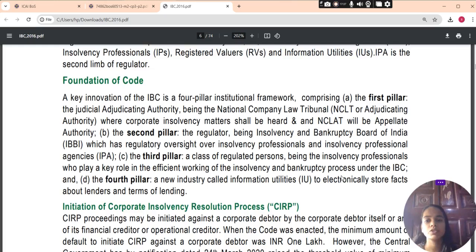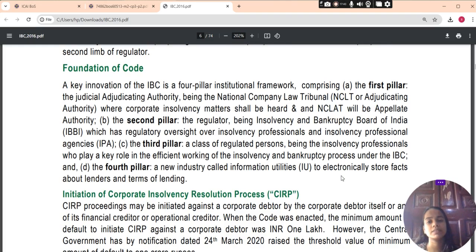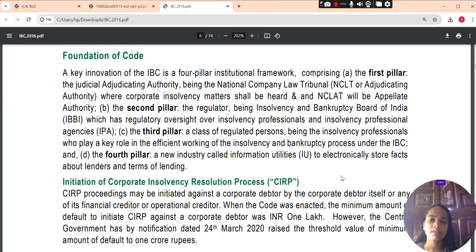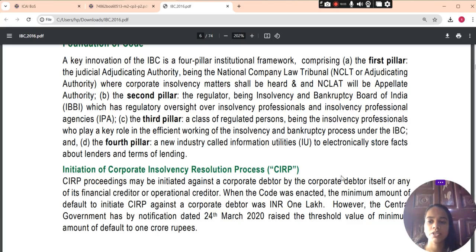What will be the foundation of the code? The key innovation of the IBC is the 4 pillar institutional framework. The first pillar is the judicial adjudicating authority, being the National Company Law Tribunal, NCLT, or adjudicating authority, where corporate insolvency matters shall be heard, and the NCLAT will be the appellate authority. The second pillar is the regulator, the Insolvency and Bankruptcy Board of India, which has regulatory oversight over insolvency professionals and insolvency professional agencies.